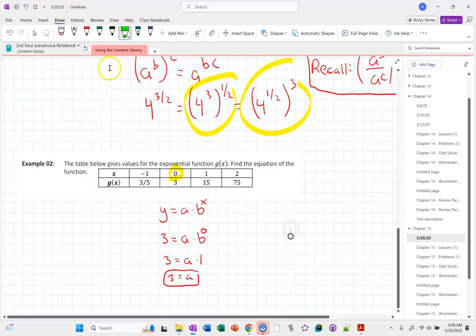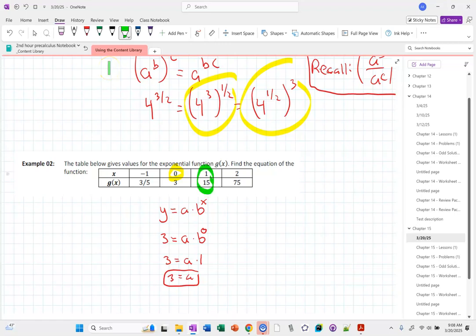Now I can choose any other point here. Well, let's be honest, Mr. Kulik's not feeling like making his life any harder than possible. If I have the x-coordinate of 1, that's the next easiest one to deal with.